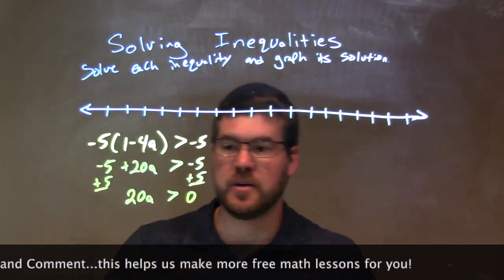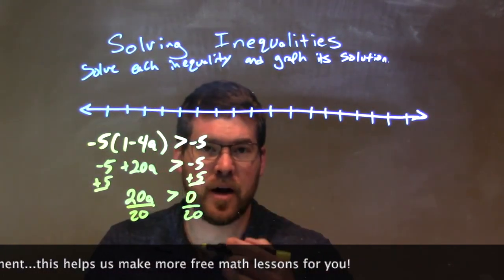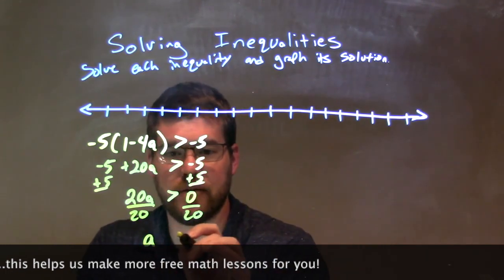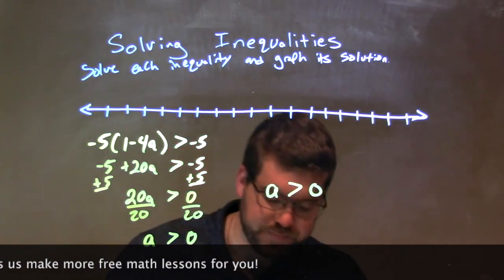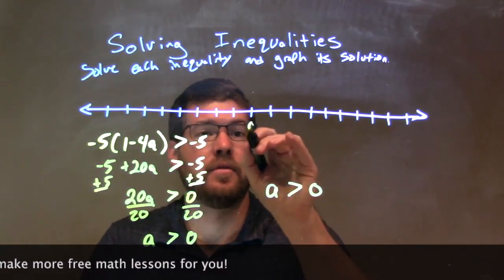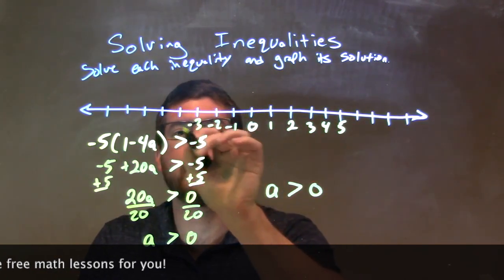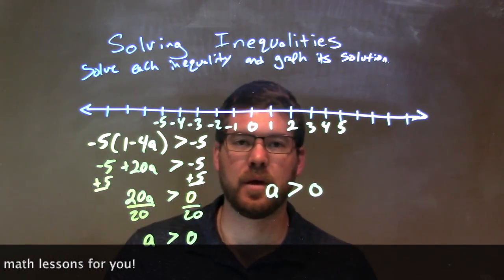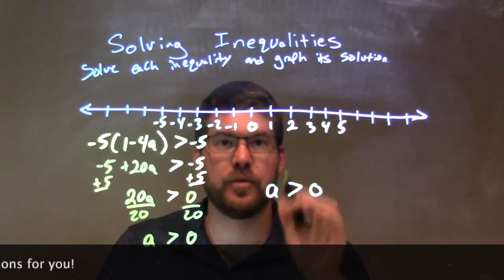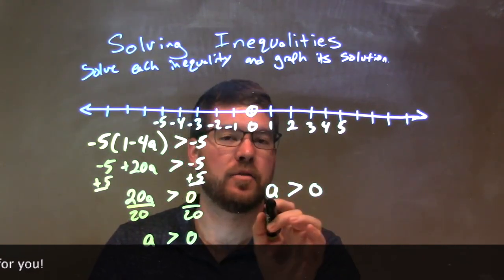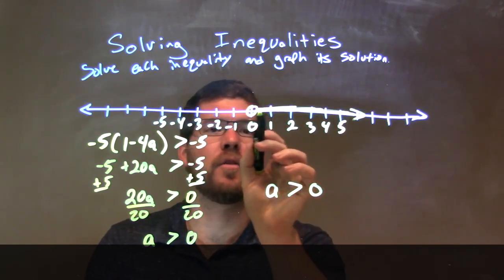Now from here I need to divide by 20 on both sides. Now be careful, 0 divided by 20 is still 0. So we have a by itself is greater than 0. So if we write it here, a is greater than 0. Okay, so now I need to graph that. We have 0, 1, 2, 3, 4, 5, negative 1, negative 2, negative 3, negative 4, negative 5. Good enough. Open circle at 0 because a is greater than 0 but not equal to. So we put an open circle right there. And since a is greater than, we shade to the right. And there we have it, our final answer.